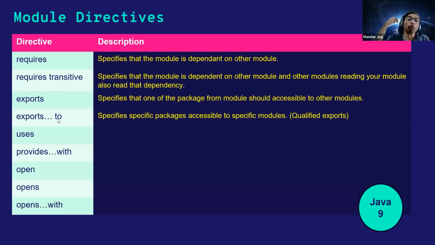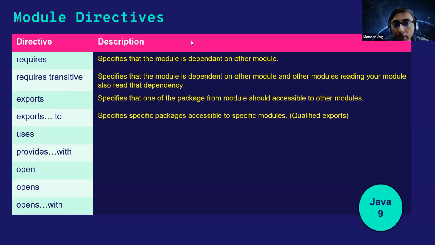See, that is more secure. It specifies that a specific package is accessible to specific modules. We also call it a qualified export. That means Naveen has created one module, maybe called the Telesco module, and I want to say that package 3, which is available in my module, can be available only to the Telesco module. So I can say exports pack 3 to Telesco.